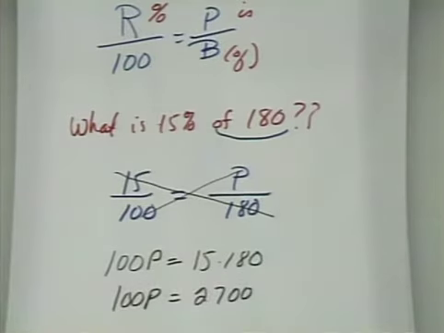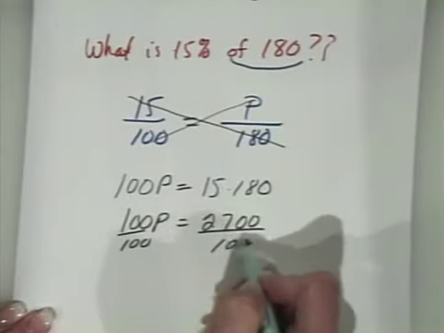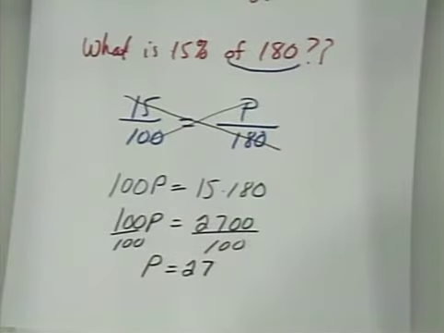Then you divide both sides of that equation by whatever's in front of the unknown. What's in front of the P? 100. So we're going to divide both sides by 100. P equals 27. Very powerful. We can do some very complicated calculations later on using proportions, okay? You will get to the point where you'll go 15 times 180 divided by 100 in one keystroke on your calculator. You're not going to need to put down every step. Is that all right?